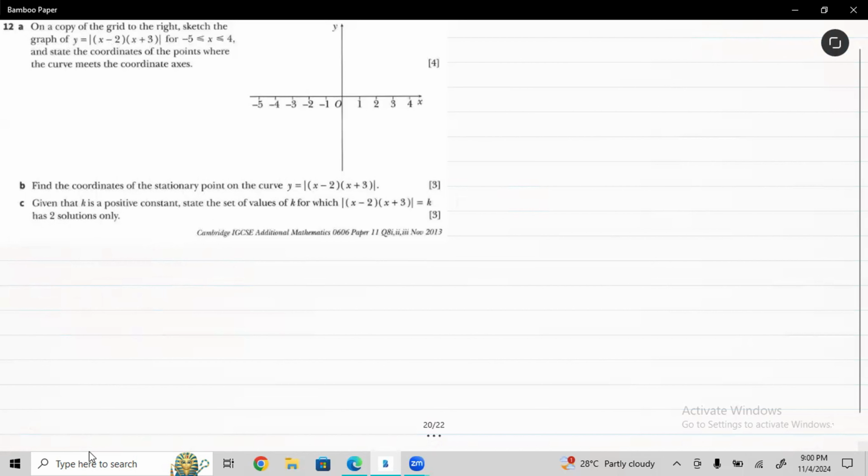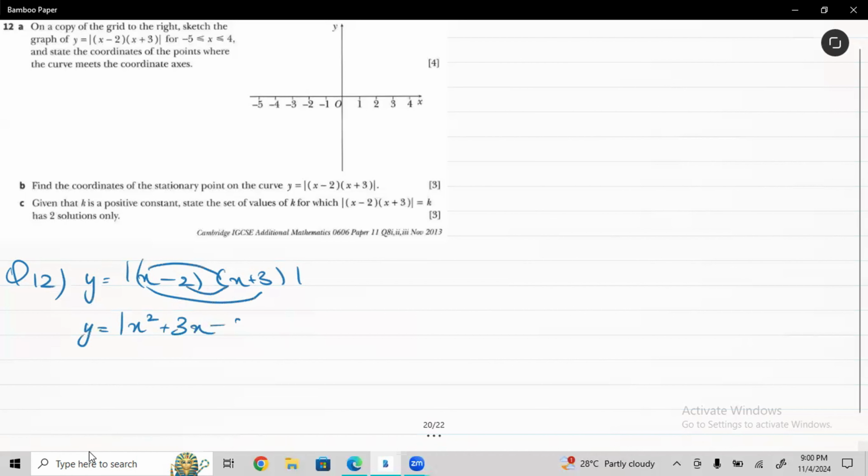For question number 12, what we're going to do is first of all copy down the equation. We have to draw the graph of a modulus function: y equals the modulus of x minus 2 multiplied by x plus 3. First of all, we are going to open this up. I'm going to use the FOIL method for now. First is x squared, outer plus 3x, inner minus 2x, last minus 6. We simplify this, it's going to be the modulus of x squared plus x minus 6.